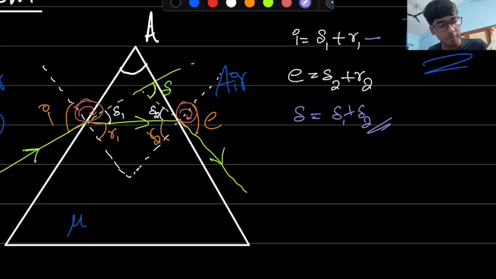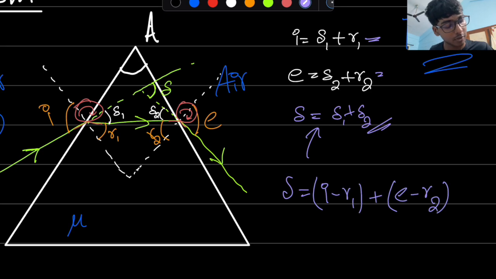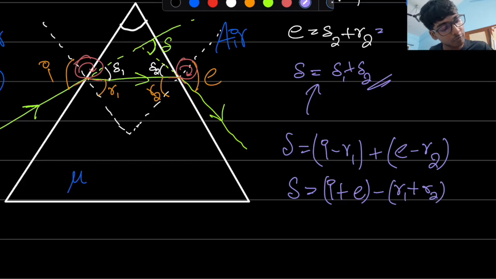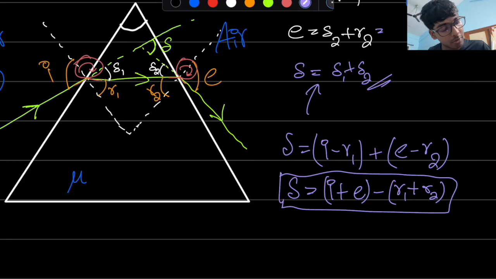So from these two equations, we plug it in this, we'll get delta is equal to I minus R1 plus E minus R2. And finally we can conclude that this is how things are going to look. So I'm going to keep this to one side. We'll come back to this later.